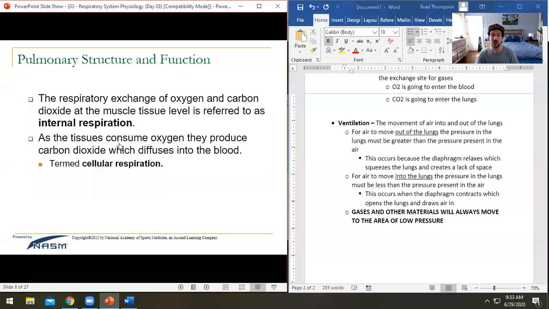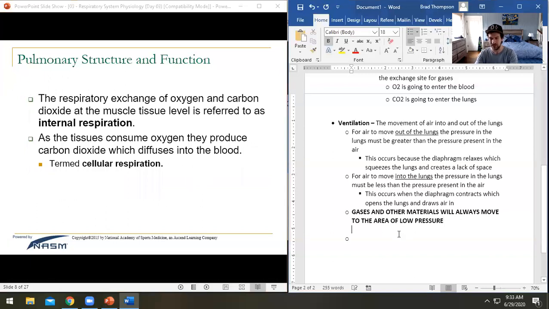But then we also have internal respiration. Internal respiration is where you are exchanging gases on a cellular level. So if air is moving into a cell, right, that is a respiration, that's an exchange happening inside the body, right? That's happening in your blood. So the respiratory exchange of oxygen and carbon dioxide at a tissue level, we refer to that as internal respiration.